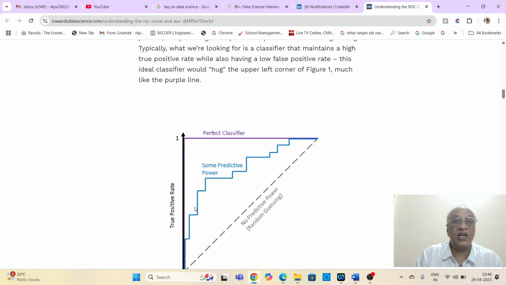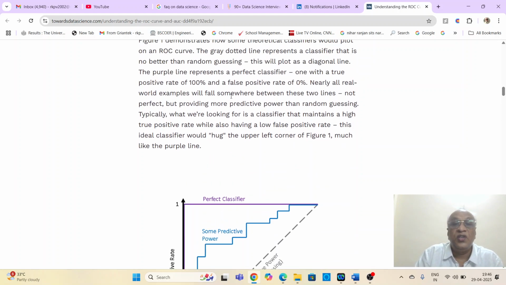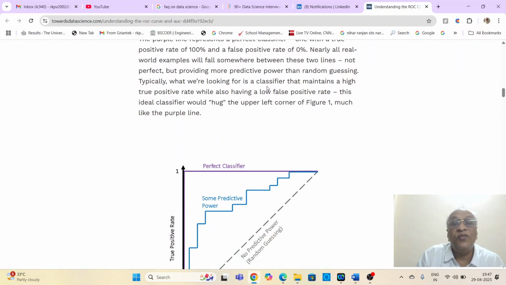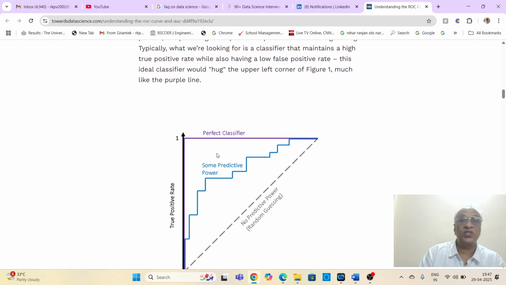The characteristics are: you have a gray dotted line, which is just random guessing. You have a purple line, which is a perfect classifier, where the true positive rate is 100% and the false positive rate is 0%. We are looking for a classifier that has a high true positive rate and a low false positive rate, so it should go towards the upper left corner.